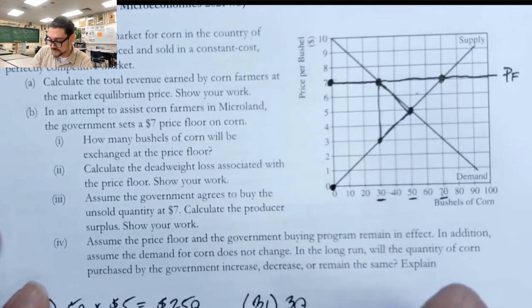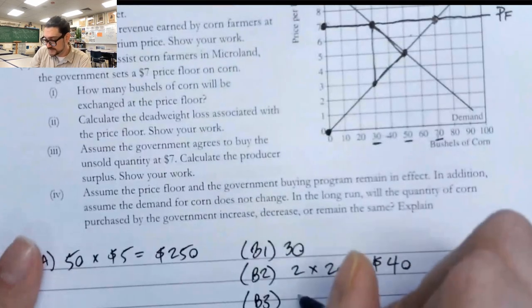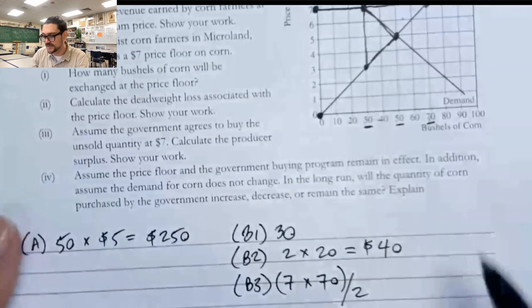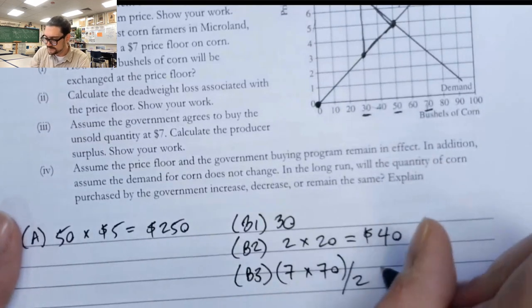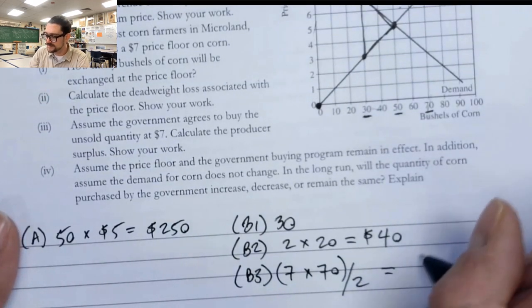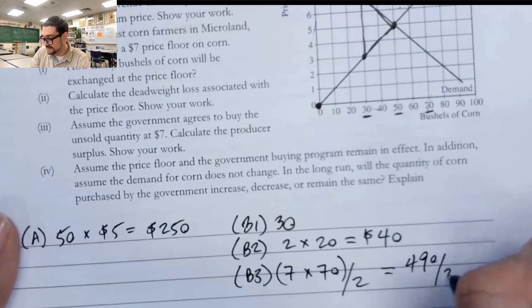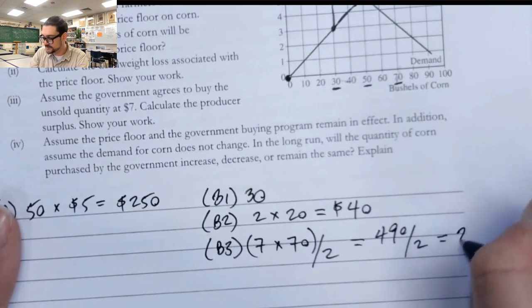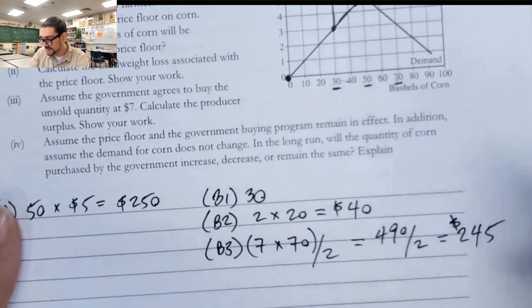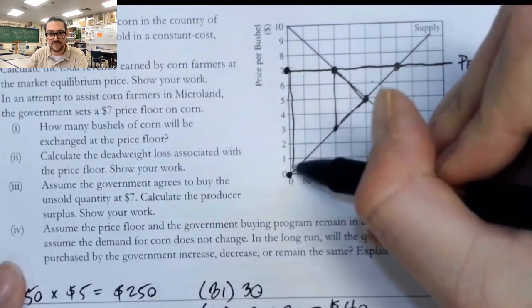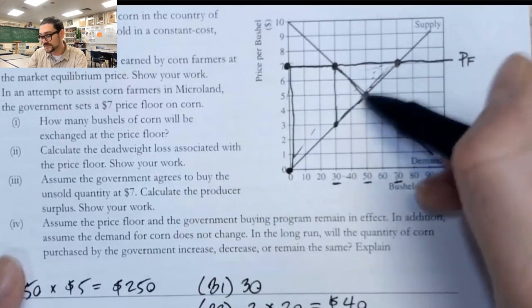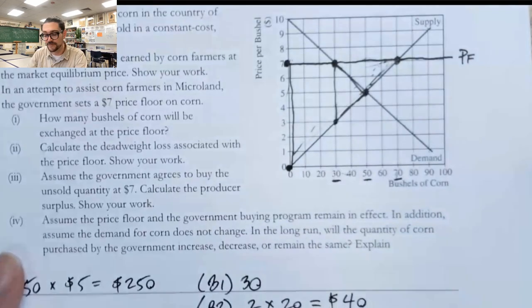So B3, and we're going to say 7 times 70, but then we're going to have to divide that by 2 because it is a triangle in this whole area. And so that's going to be 490 divided by 2. And so 45 plus 200, so that's $245. And so that's how we find our area here is, again, going all the way down and then all the way up and over. And it's because these units are getting purchased by the government at $7 that we would go all the way over here.